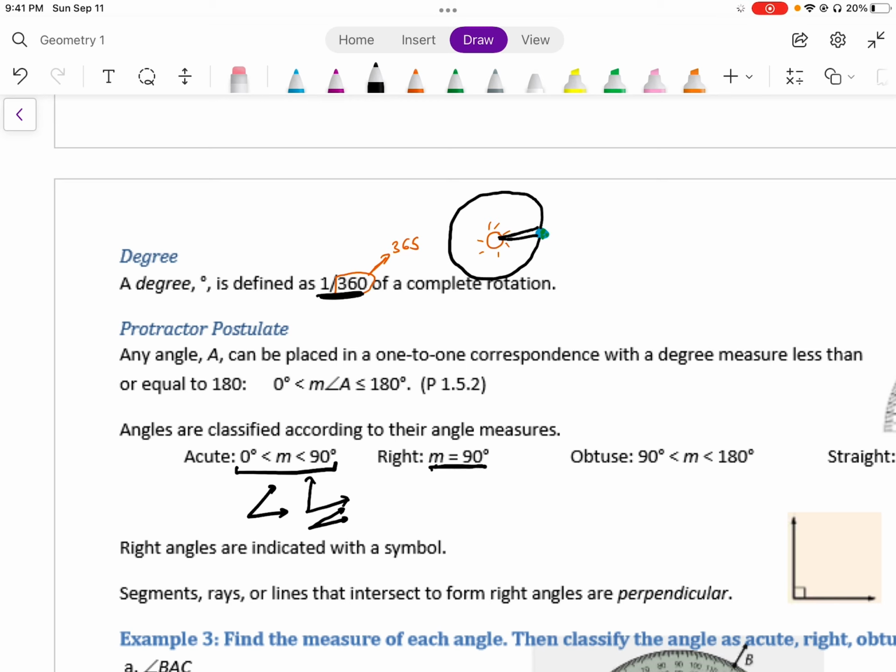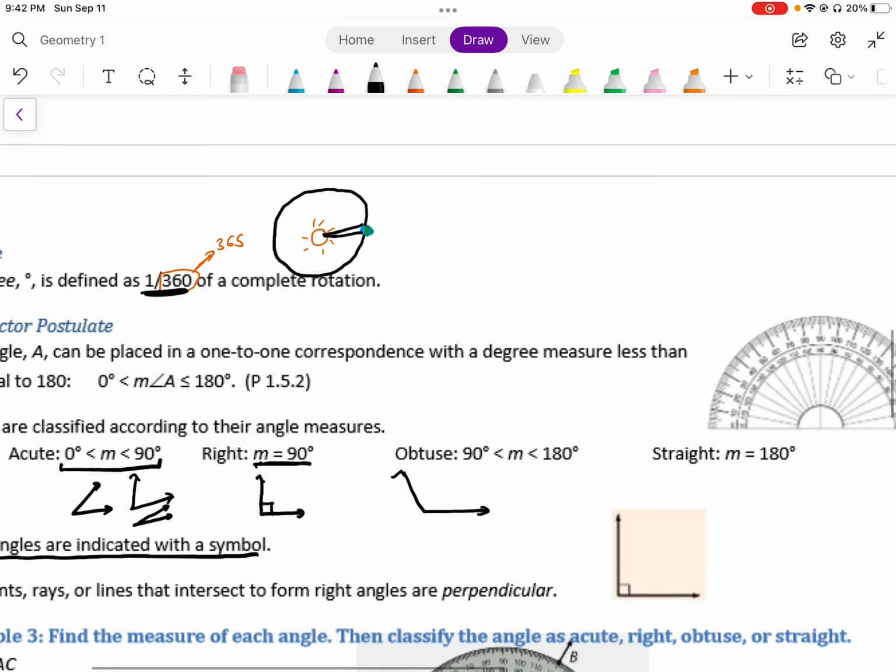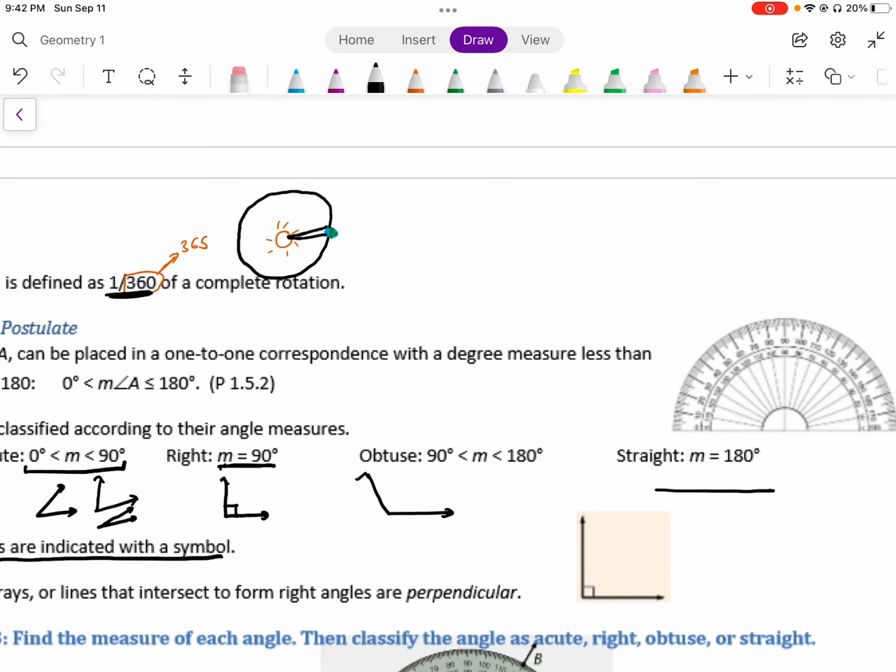Then we have a right angle. That's only one spot. It's a right angle, 90 degrees. We mark it with a little square. So that's what this is saying. Right angles are indicated with a symbol. That's the symbol we're referring to. Obtuse angles are between 90 and 180 degrees. So they look something like that. And then a straight angle equals 180 degrees. A lot of times we put a point here to show that we have an angle. So that's equal to 180 degrees.